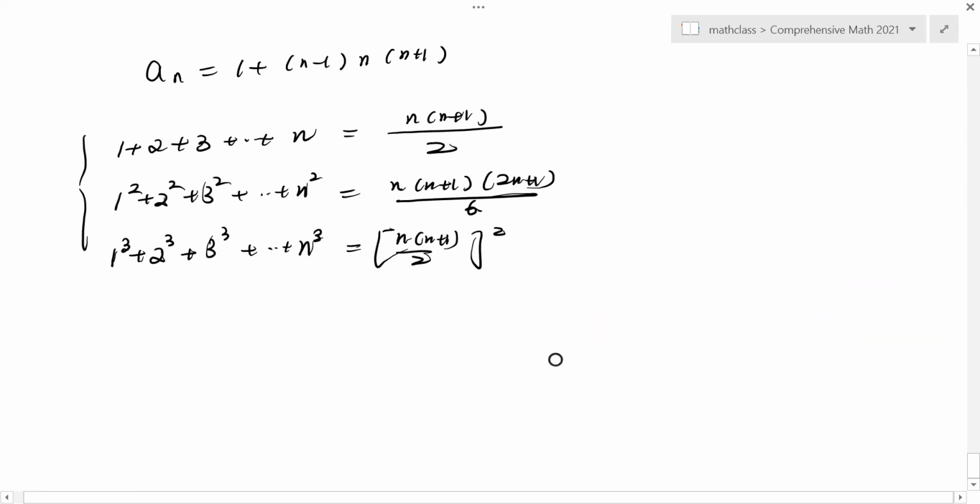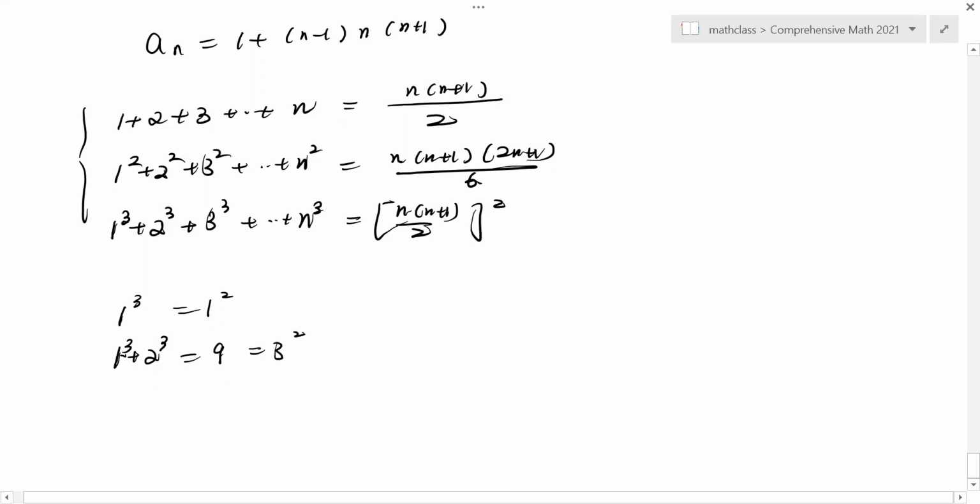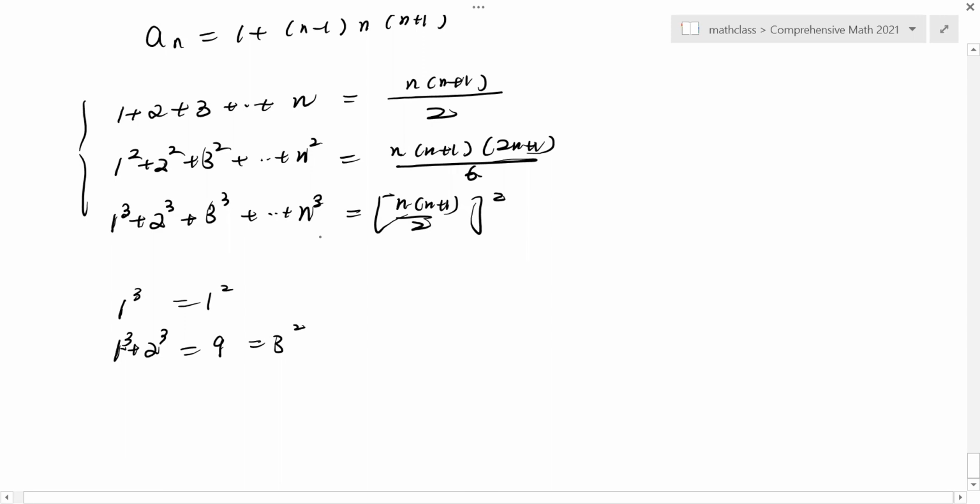All right, so look at the last identity. That's very interesting. It's always a perfect square. So that means 1 cubed is 1 squared, right? And 1 cubed plus 2 cubed is going to be 9. 9 is going to be 3 squared. You see? So you always get perfect squares. 1 cubed plus 2 cubed plus 3 cubed is another perfect square. So 9 plus 27 is going to be 36. 36 is 6 squared. You see? It's always a perfect square.